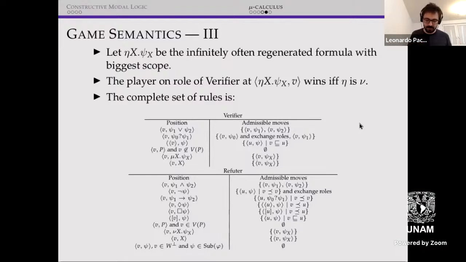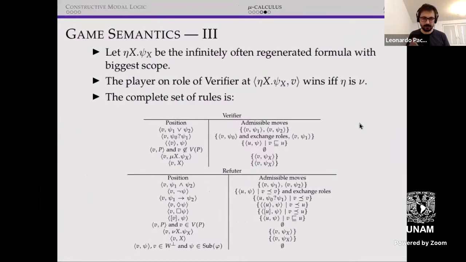And now we look at the player with the role of verifier at the positions of this form, evaluating this formula with the biggest scope. If this eta is a nu, then the verifier is going to win. If it's a mu, then the refuter is going to win. And when proving things about the mu calculus, it's way easier to use this than to use the official semantics. Just for reference, this is the set of all the rules. It's not that pretty looking a game, but it is good to work with.